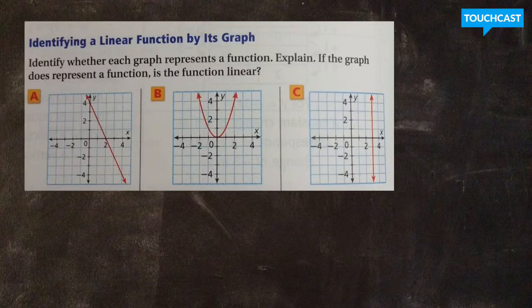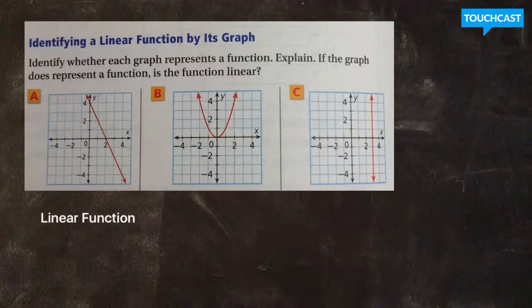So if we're looking at example 1a, I cannot see any examples of points where an x value has more than one y value. So it is a function, and for it to be a linear function, it needs to form a line. Well, a is a straight line, so we will say that a is a linear function.